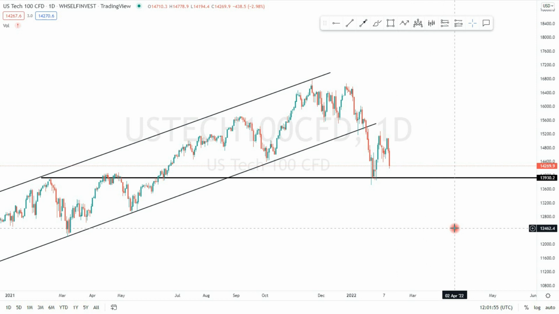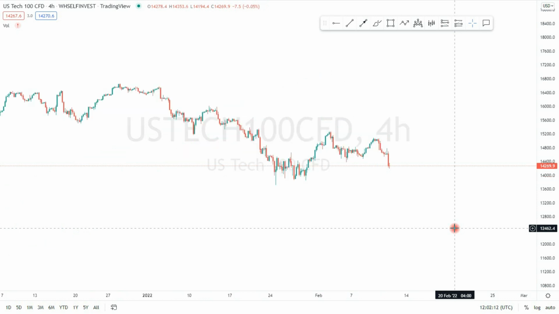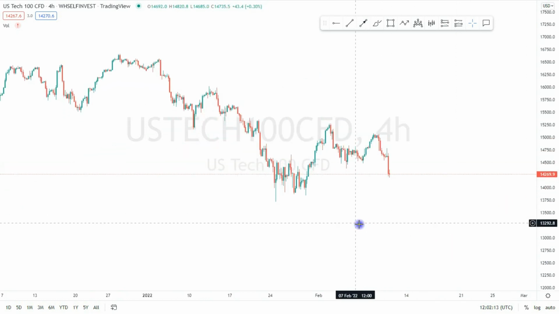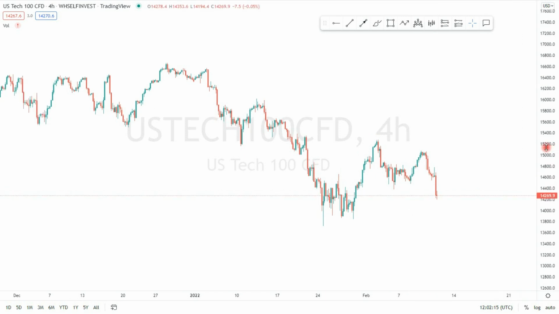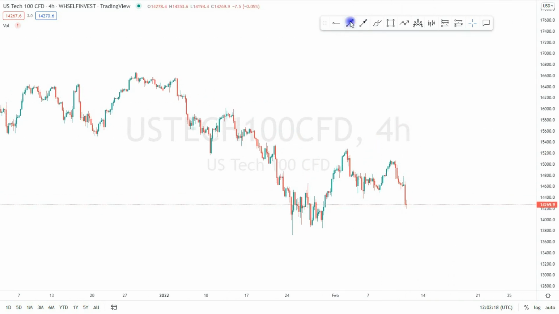The reason why I want to hide them is that already I have this structure in mind, and I don't want my charts to be messy, especially when we are at a 4-hour time frame or even at a 30 minutes time frame. So here I am on a 4-hour time frame, and let me not waste time, do my analysis.